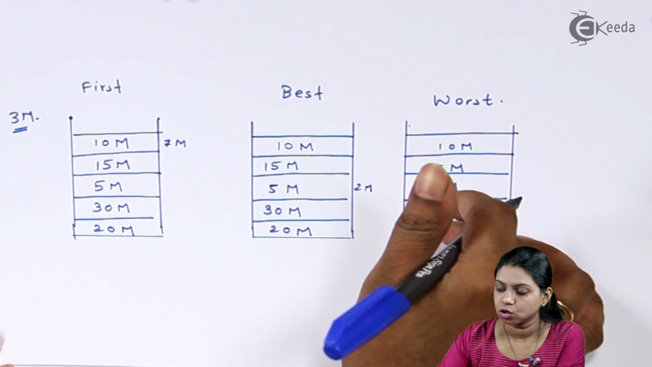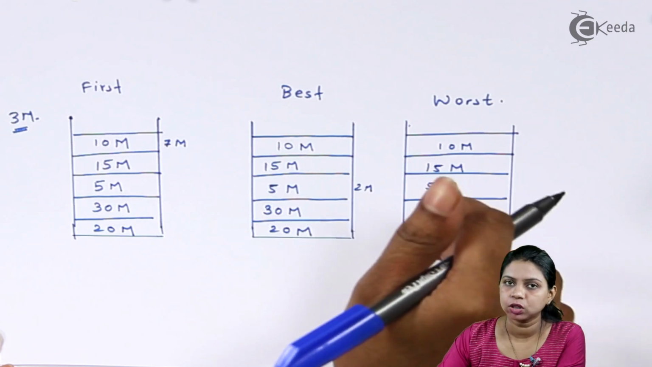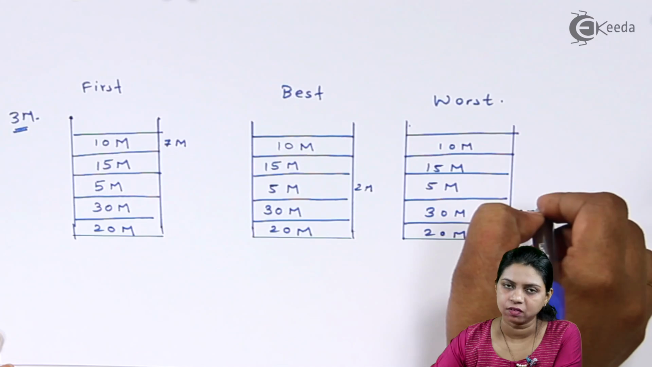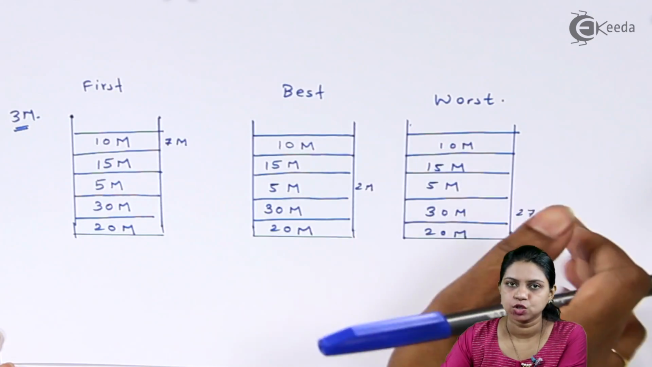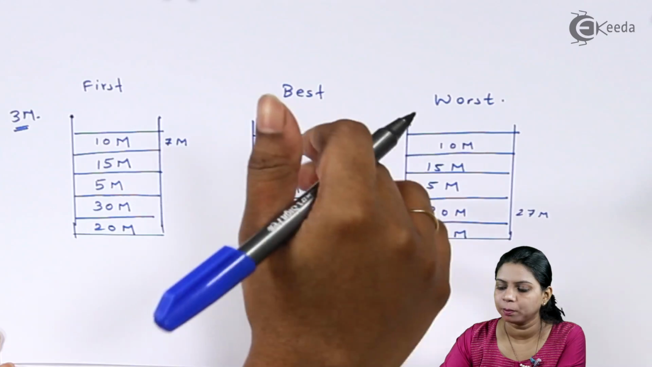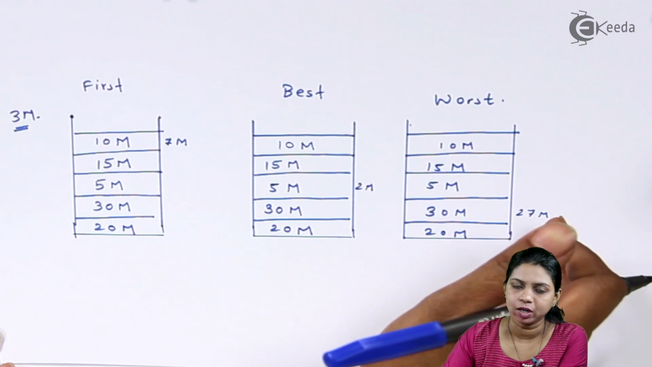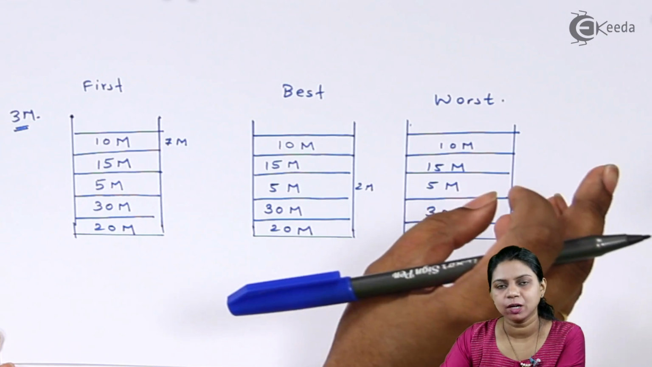In the worst fit, it will allocate the largest hole which is big enough. Which is the largest hole? 30 MB is the largest hole. So it will occupy 3 MB in the 30 MB. So here there will be a wastage of 27 MB. If you see, everywhere there is a wastage of memory. But as compared to best and first fit, in the worst fit there is a large amount of memory wastage.